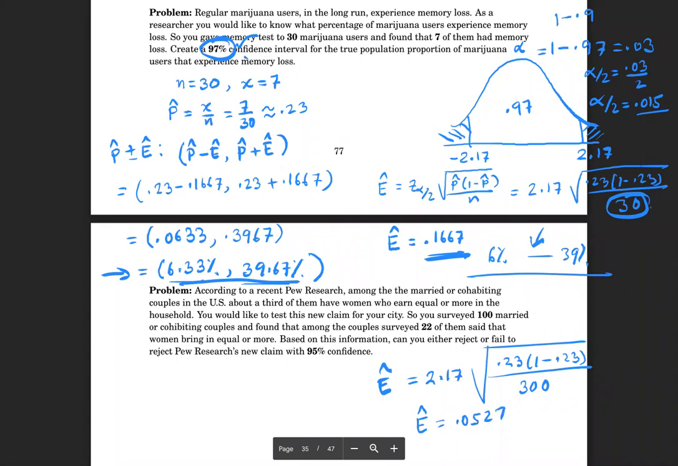Previously we had 0.1667. Do you see? There is a significant reduction. It became 1/3. The margin of error became less than 1/3.